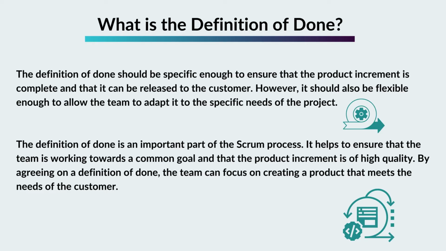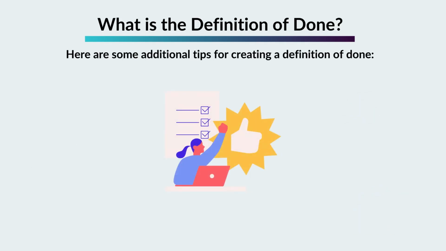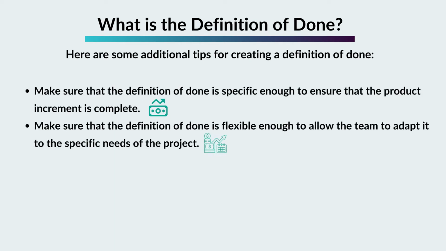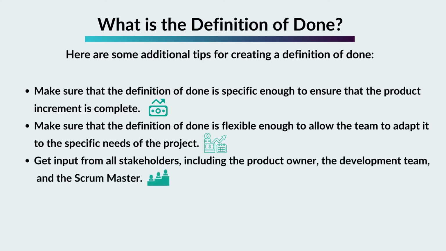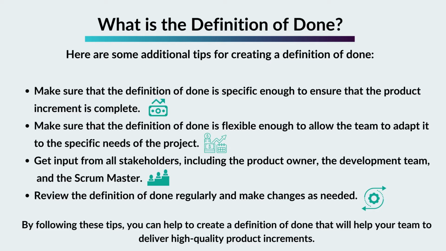Here are some additional tips for creating a definition of done. Make sure that the definition of done is specific enough to ensure that the product increment is complete. Make sure that the definition of done is flexible enough to allow the team to adapt it to the specific needs of the project. Get input from all stakeholders, including the product owner, the development team, and the Scrum Master. Review the definition of done regularly and make changes as needed. By following these tips, you can help to create a definition of done that will help your team to deliver high-quality product increments.